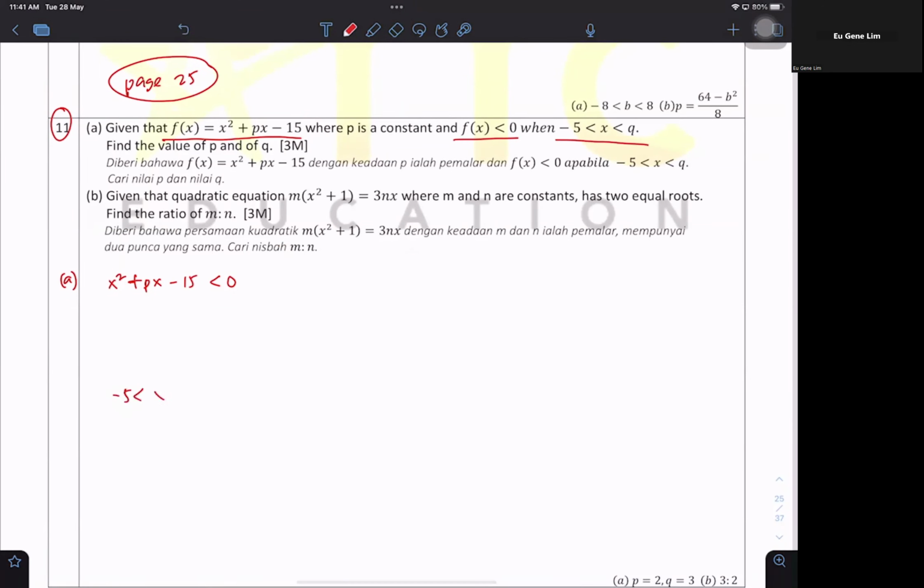Negative 5. x between negative 5 and q, right? So actually, it's like this. Negative 5 and q. So we do it the terbalik way. So (x plus 5)(x minus q). Understand? We do it the terbalik way. So what you do now, you go and expand, then you can find out p and q. Understand?